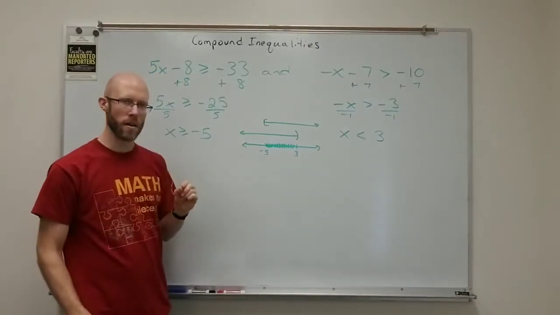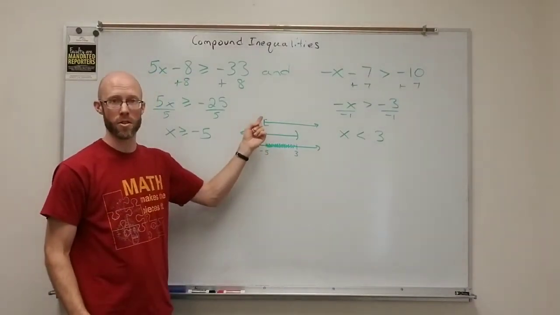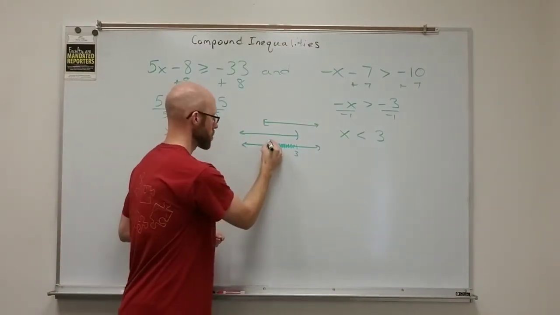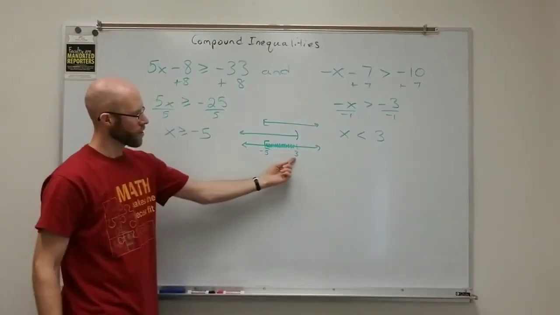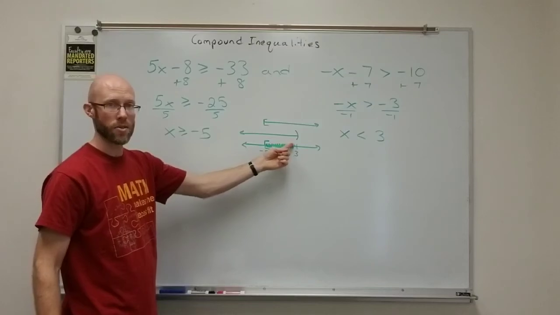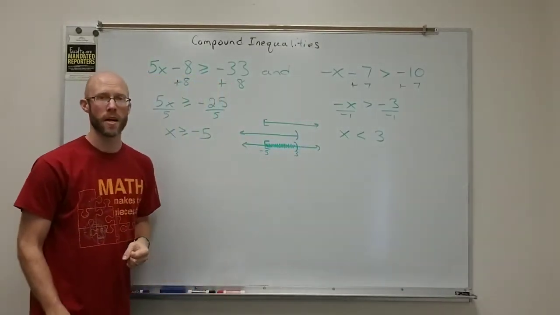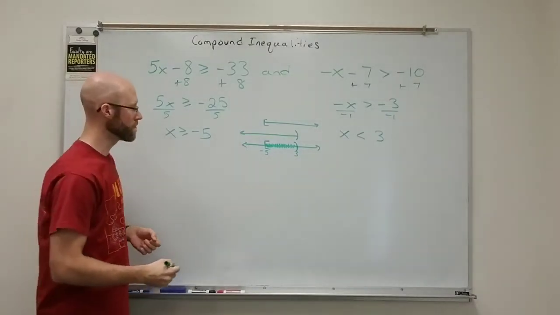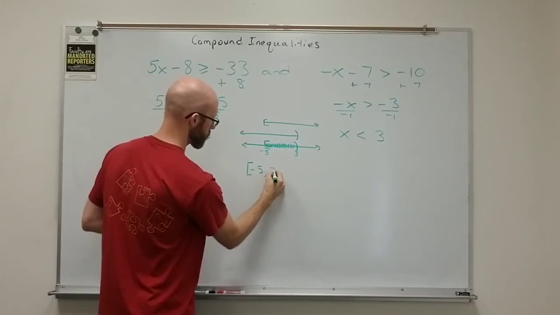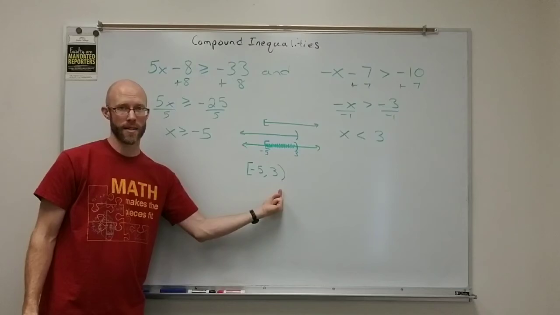And then if I look at the endpoints, the number negative 5 is in both of them. It's in the first because the endpoint is included, and it's also in the second. So that one I'm going to put a bracket on. The 3, however, is in the first but not in the second, so I can't include that in the intersection. So it remains with a parenthesis. And so my final solution is going to be the interval negative 5 comma 3 with the negative 5 included and the 3 not included.